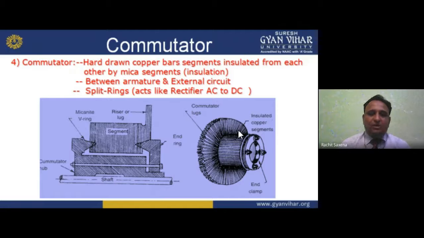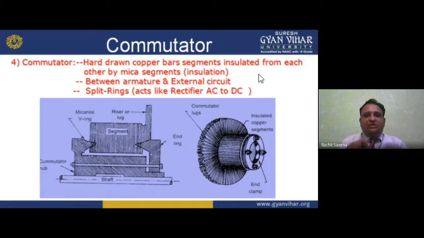Okay. Now what is the commutator? Hard drawn copper bar, segmented. It is basically hard drawn copper. Copper is a good conductor of electricity. So the commutator is made of hard drawn copper bars, segmented and insulated from each other by mica segments.